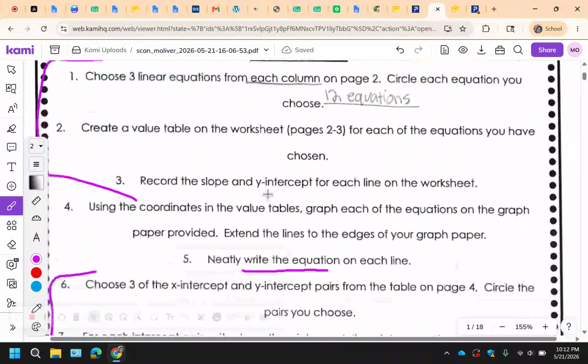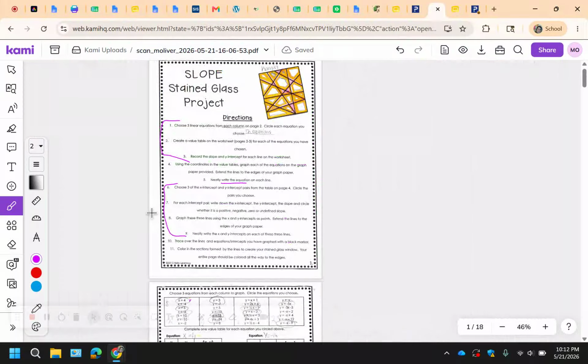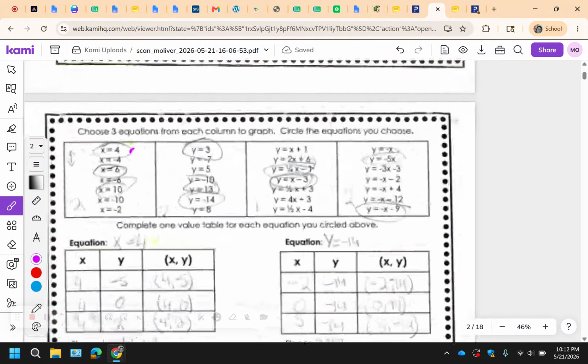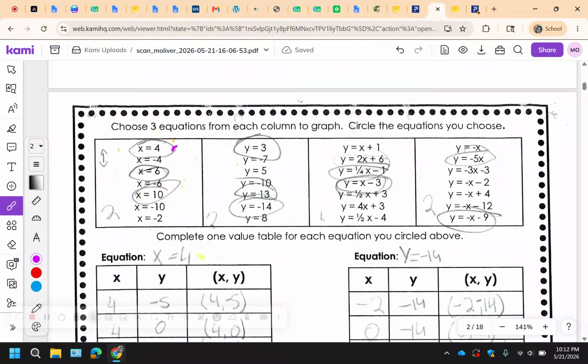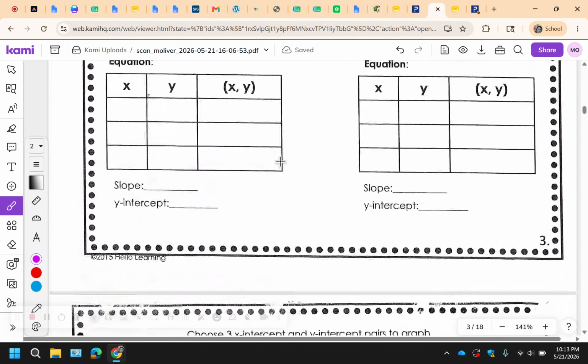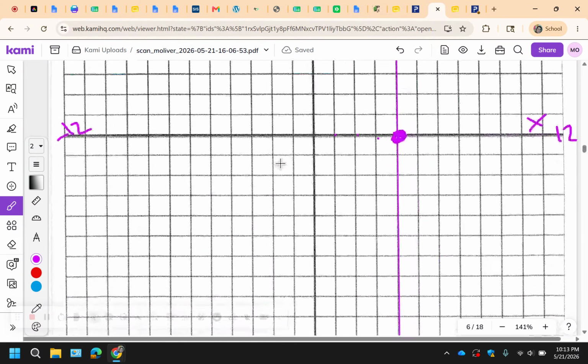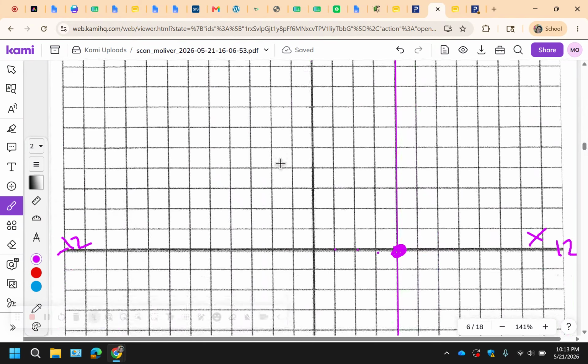Okay. Then go to the second column once you've done those 3. And we do the y equals. Y equals a number are all horizontal lines. So if we do y equals 3, I find when y is 3 on there. So 1, 2, 3.